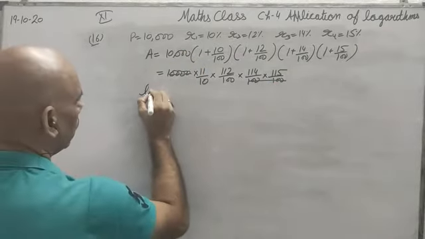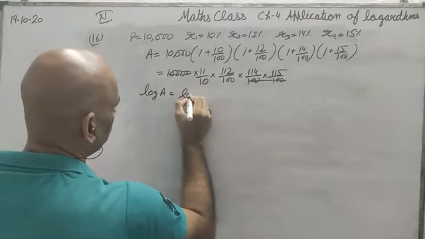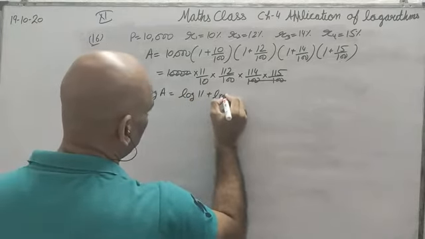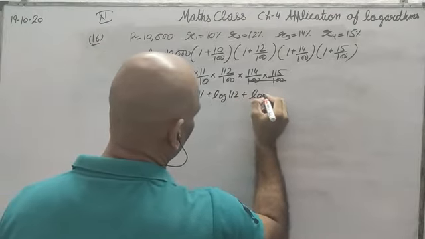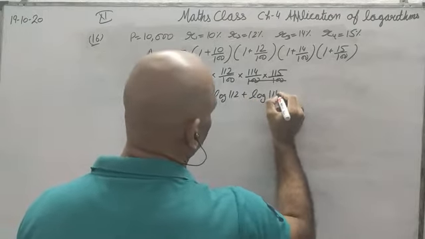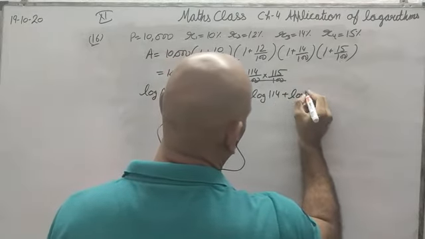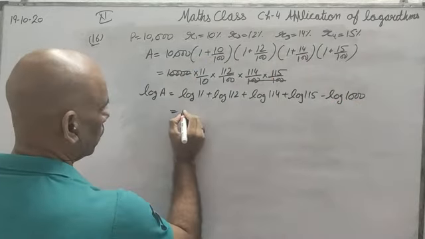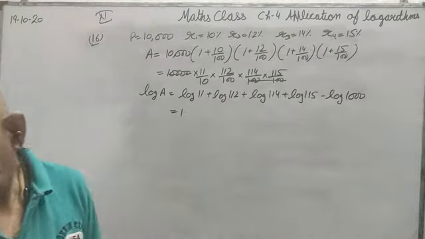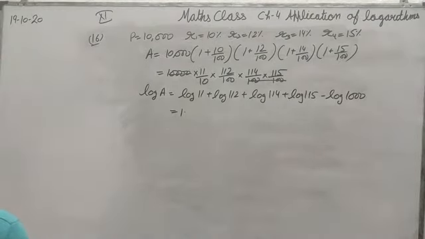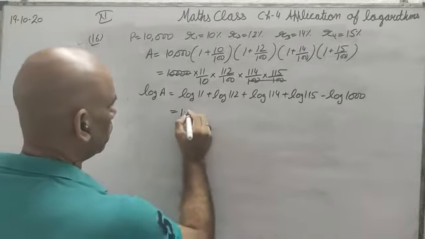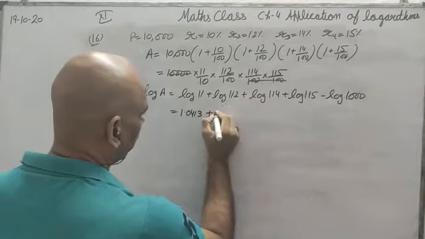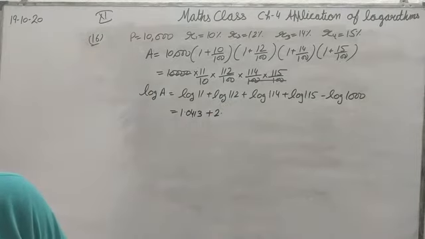अब क्या करना है log A, so log 11 plus log 112 plus log 114 plus log 115 and minus log 1000. तो ये क्या हुआ 1 point 0413. 112 की वैल्यू 2 point, 112 is written as 2.0492.